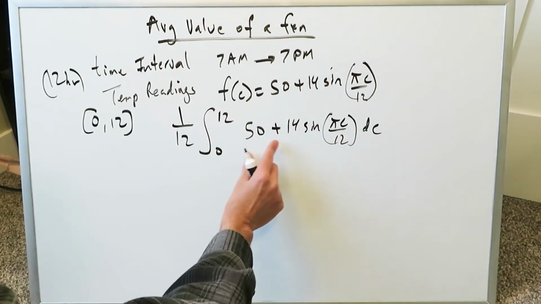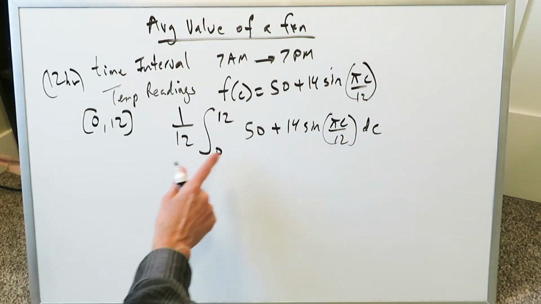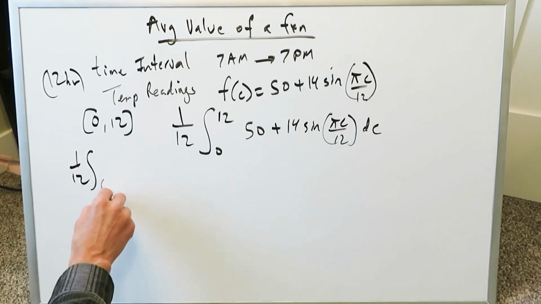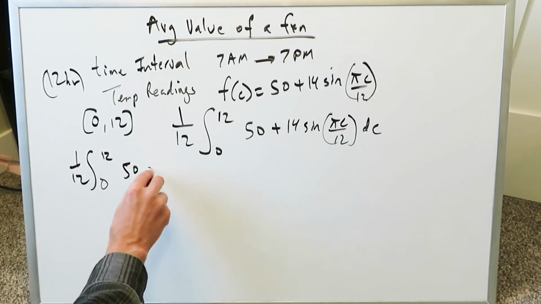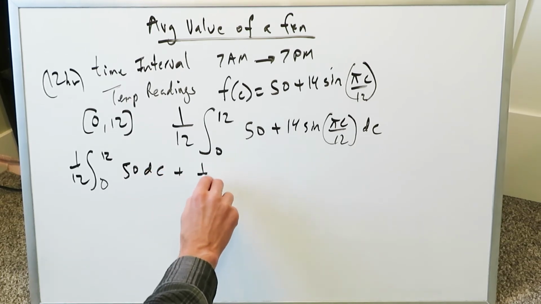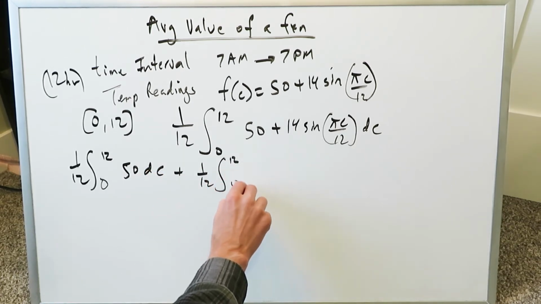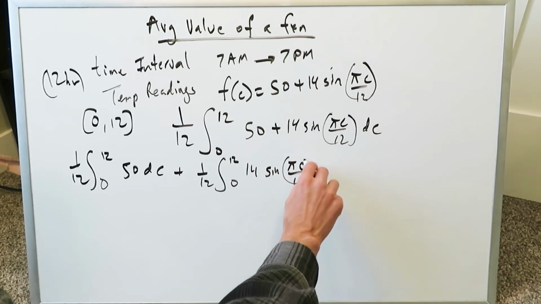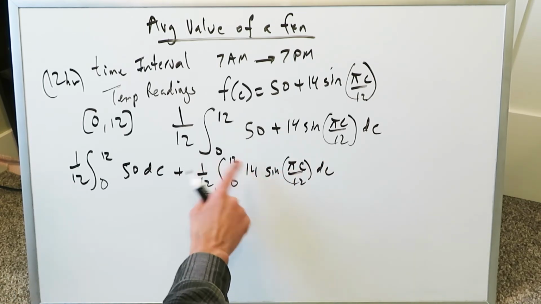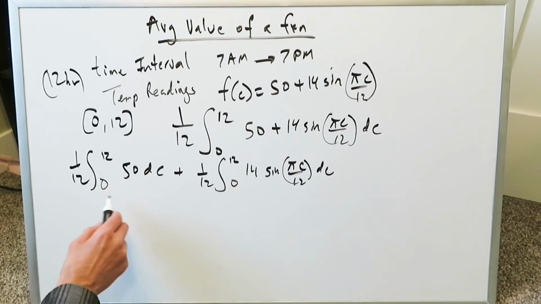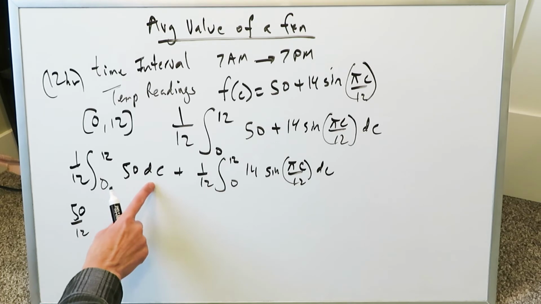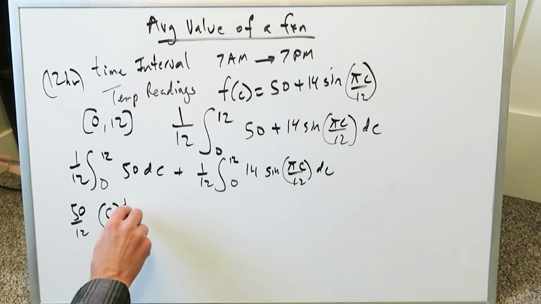From this step it's easy. You just want to separate everything into their own independent integrals across the positive. Nothing wrong with doing that. We have 1 over 12, 0 to 12, we have a 50 dc. Then we have a 1 over 12, and then we have 12, 0, we have 14 sine pi c over 12 dc. If you want, you can push the 14 out. I can push the 50 out. I'm getting a 50 over 12, and then I'm doing the antiderivative of this, which would be c, and then I'm doing 12 to 0.